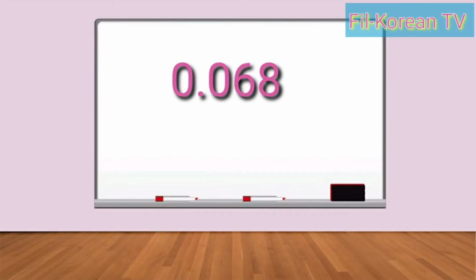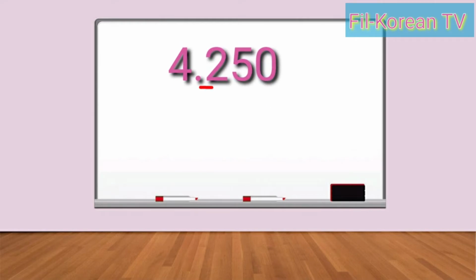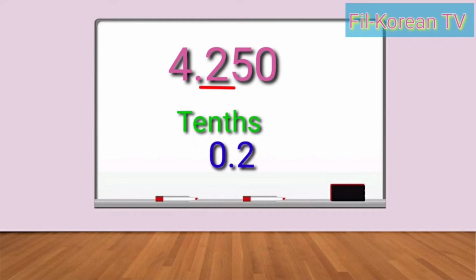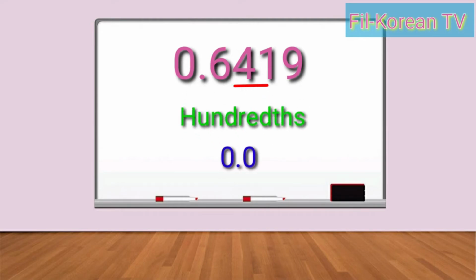Okay, let's have more examples. Let's give the place value and the value of the underlined digit. The place value of 8 is thousandths and the value is 8 thousandths. Next one, the place value of 2 is tenths and the value is 2 tenths. The place value of the underlined digit 4 in this number is hundredths and the value is 4 hundredths.